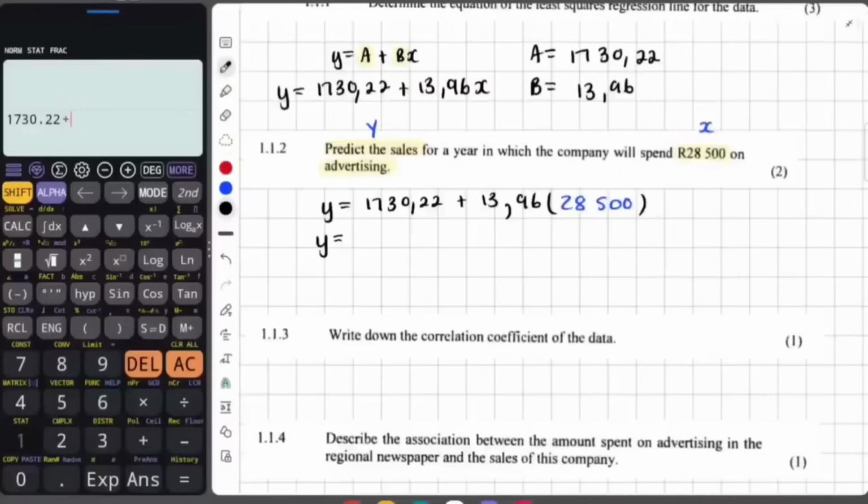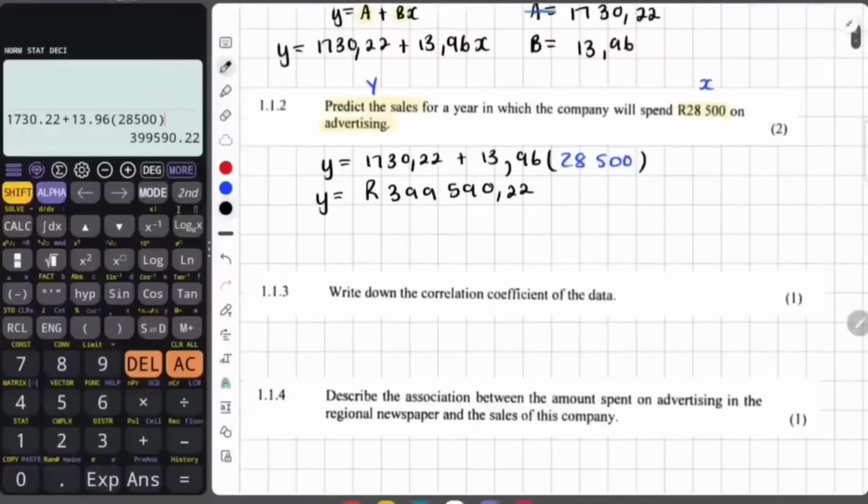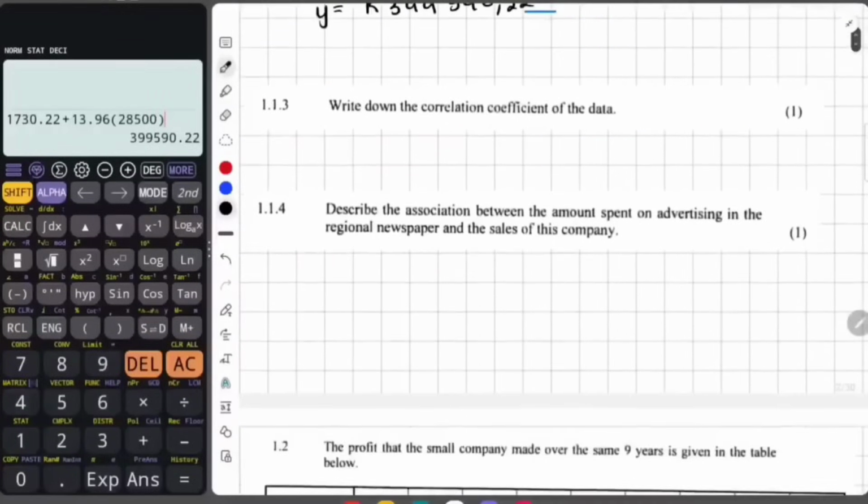1730.22 and then plus 13.96. Open bracket, and we're saying 28,500, and we're going to get an amount. So let's take that. So that is our answer there. So the amount, or the predicted sales, is going to be 399,590.22 cents. Okay, so that is 1.1.2 done. Moving on to the next question.